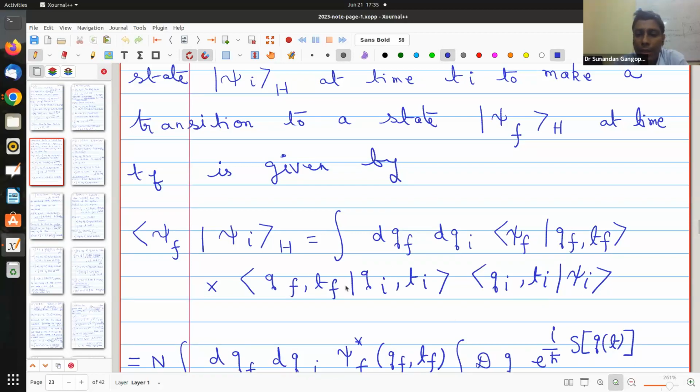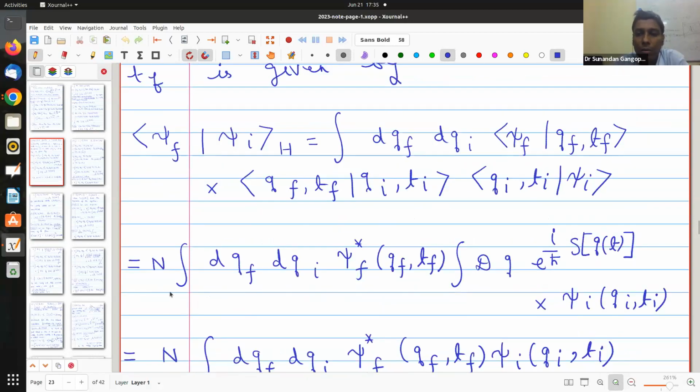So this object can be written in this form. Now, the first overlap, this is basically psi star f at QFTF, and once again this is multiplied by this object, which is the overlap which we have been seeing so far, the overlap of QITI with QFTF, and this has a nice path integral representation that we have already developed.